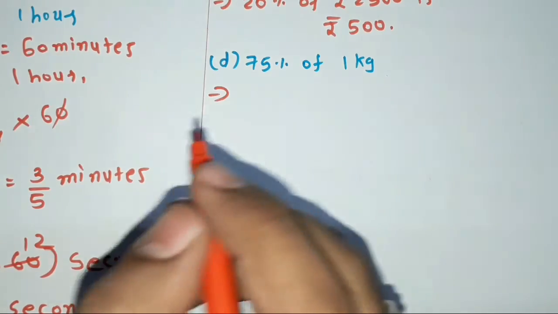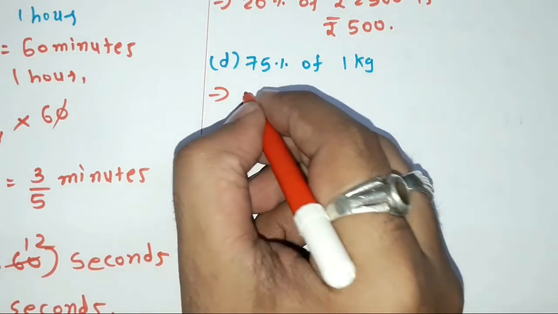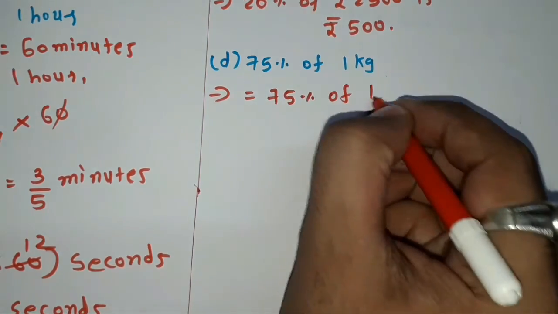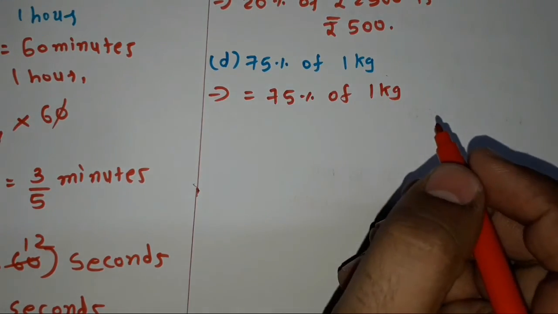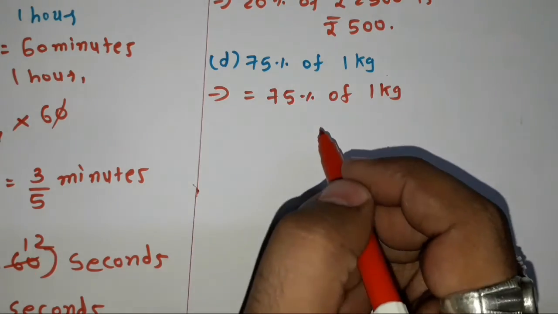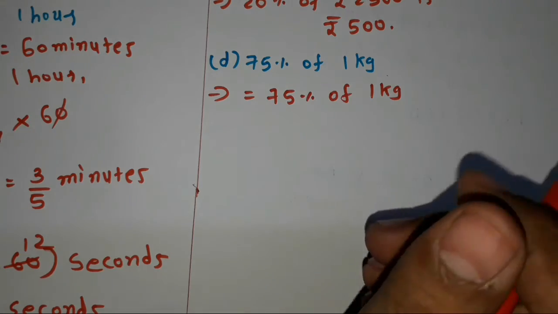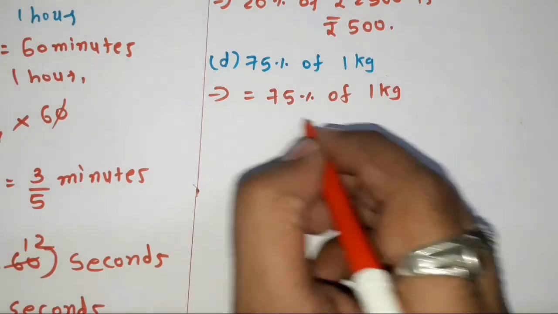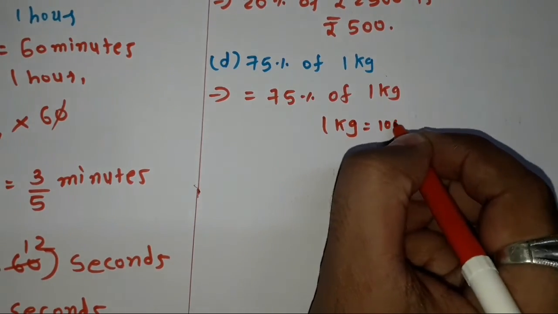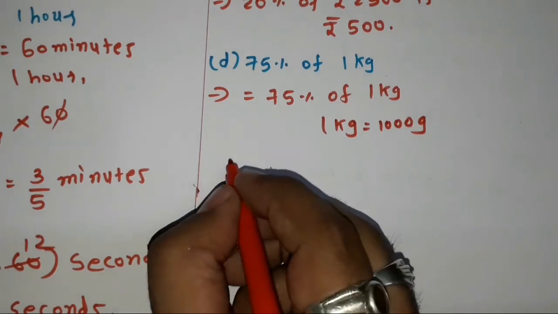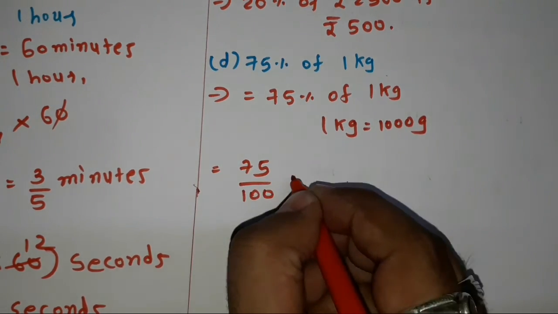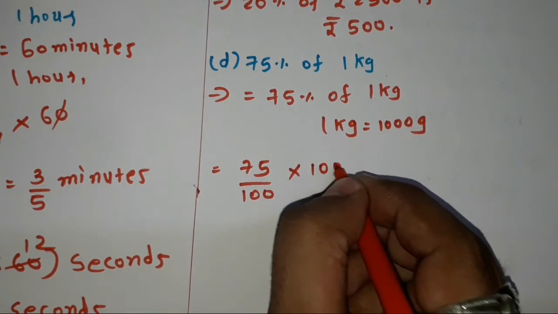Similarly, for the last one, the last one is 75% of 1 kg. To solve that, what will we do? First of all, here we can write 75% of 1 kg. But 1 kg equals how many grams? Because it is 1 kg and 75% of that, the answer will be in grams. So first we can write that 1 kg is equal to 1000 gram. So 75 upon 100 multiplied by 1000.